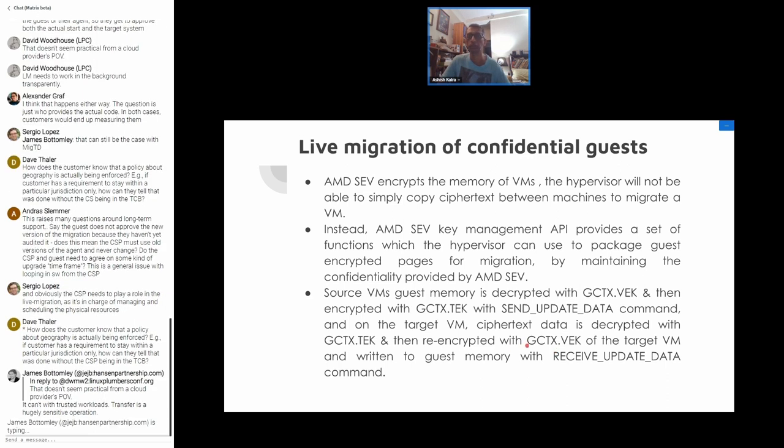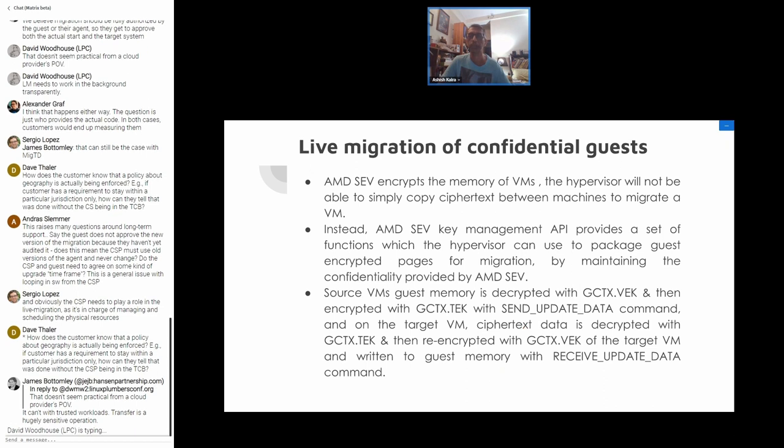Also, it doesn't use the PSP, so it's not restricted by the bandwidth issues which we have with the slow migration path. And probably also because it's an in-guest migration, it doesn't need to do decryption and encryption of the VM-specific path, just the transportation path. So it kind of makes it faster in that sense.